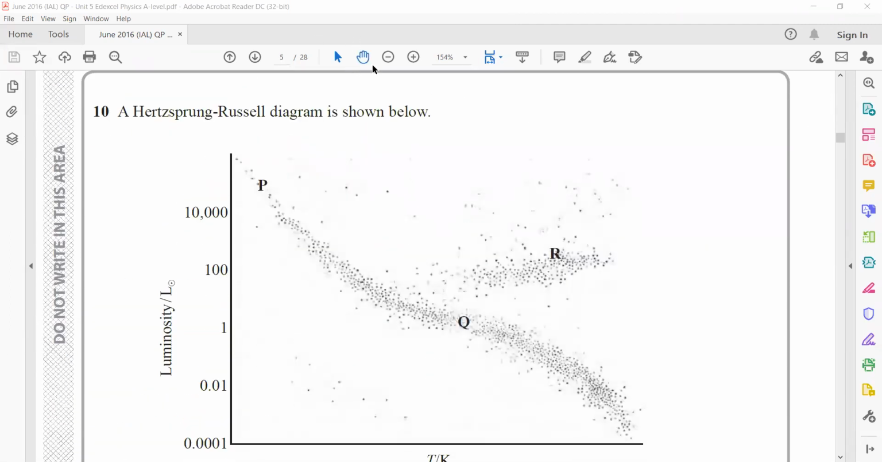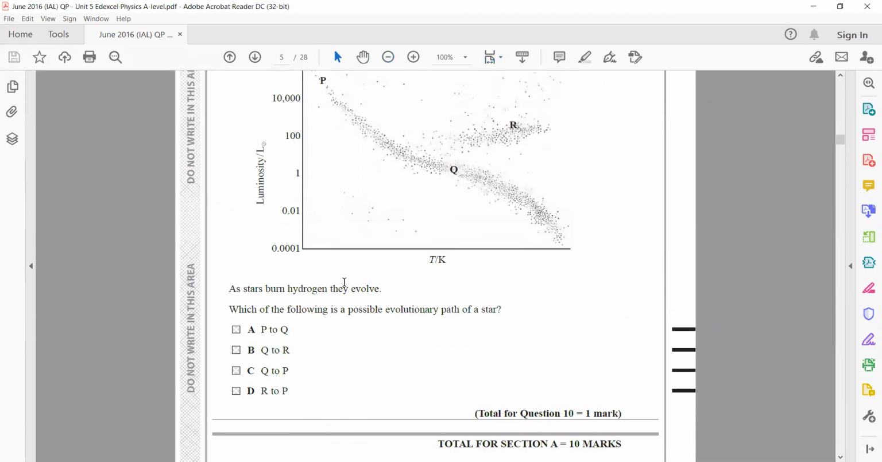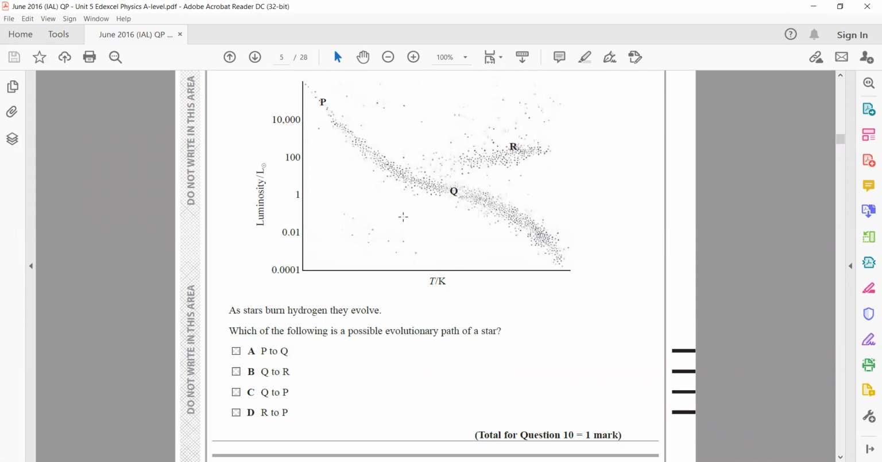A Hertzsprung-Russell diagram is given below, showing luminosity and temperature. As a star burns hydrogen, it evolves. So from the main sequence, it will move to red giant. So it will move from Q to R. So B is the right answer.